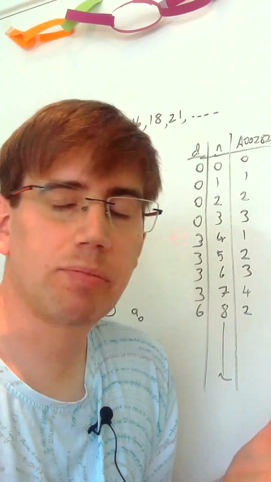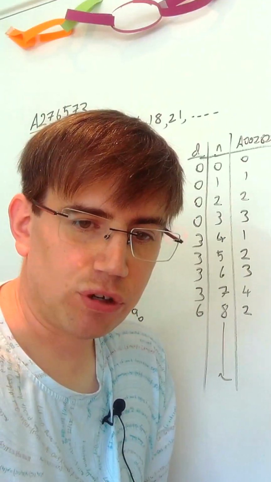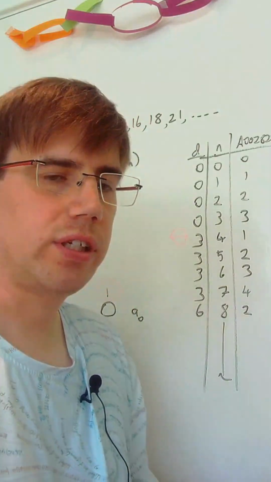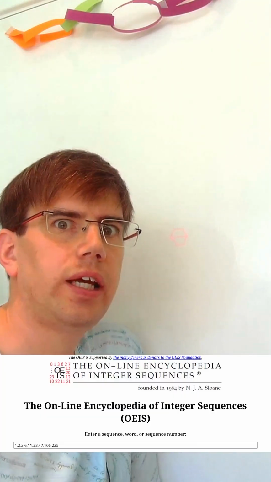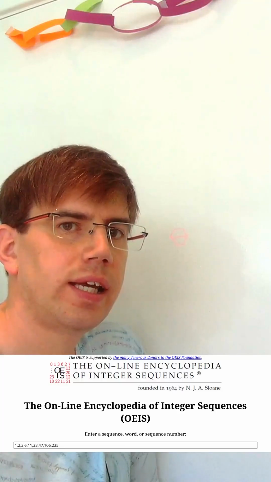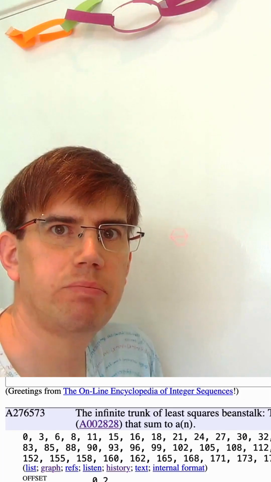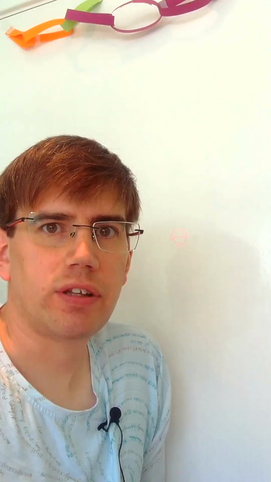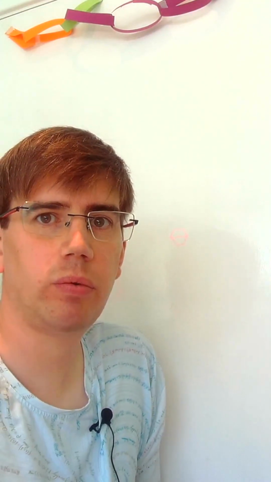Sometimes when you're trying to come up with a sequence or just looking into patterns, you find a rule and it turns out there is no next option. The rule you wanted just doesn't work. Here's a sequence I found in the OEIS, the Online Encyclopedia of Integer Sequences, that grabbed my eye because it's called the Infinite Trunk of Least Squares Beanstalk. And there's really not much more explanation than that, which is really, if that doesn't pique your curiosity, what will?